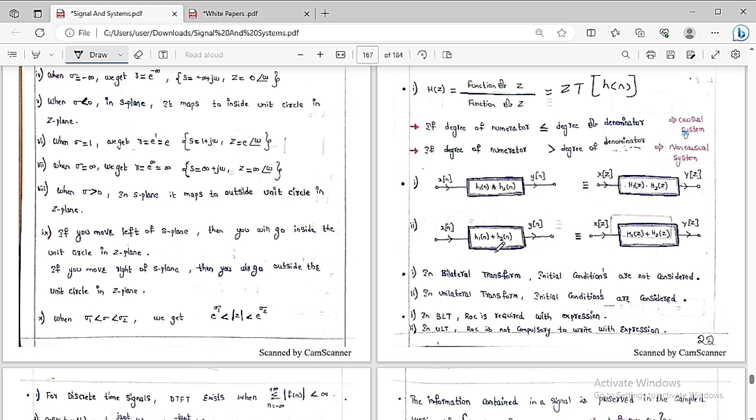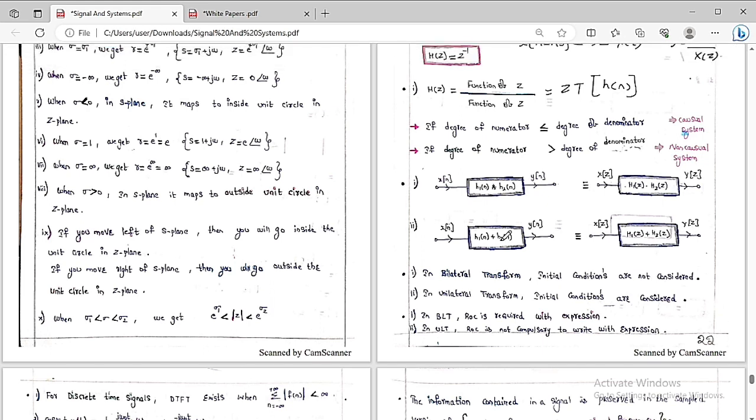Similarly, what is going to happen if two systems are in parallel? I have already told you that the overall system will have an impulse response that is the summation of the individual impulse responses, h1(n) plus h2(n). The input is x(n) and the output is y(n). If I apply the z-transform, this becomes X(z), this becomes Y(z), and this becomes H1(z) plus H2(z). This is something you always have to keep in mind.